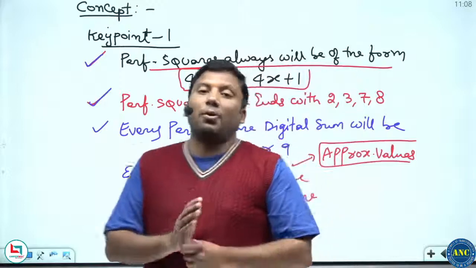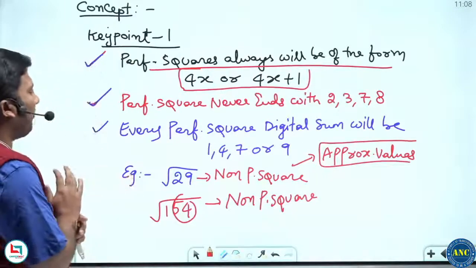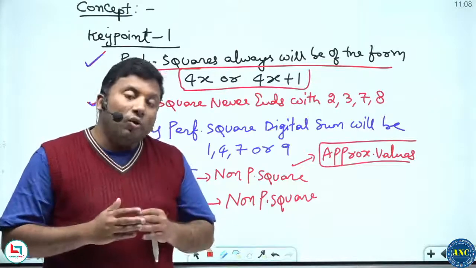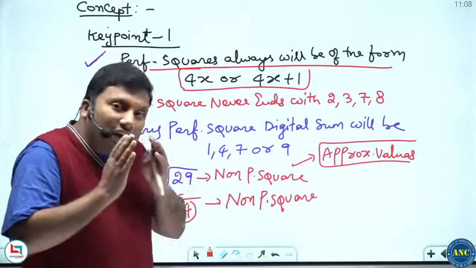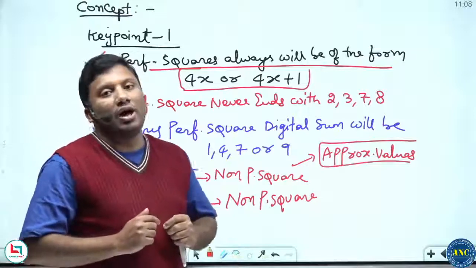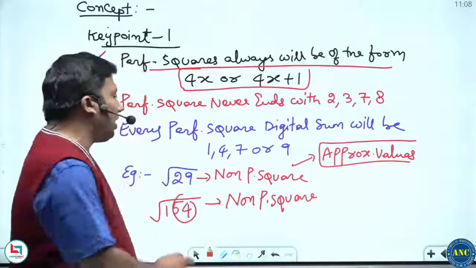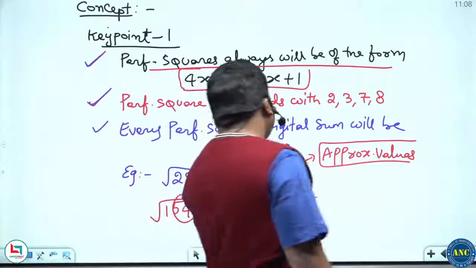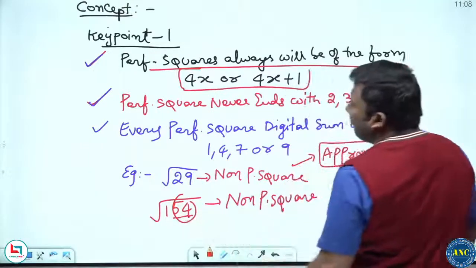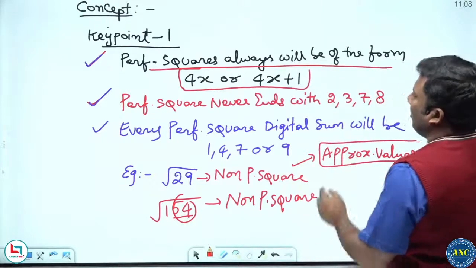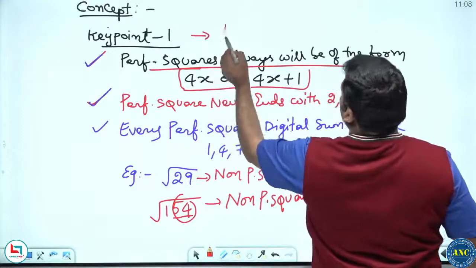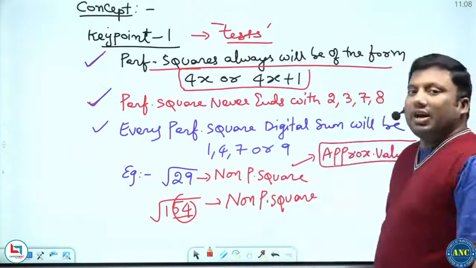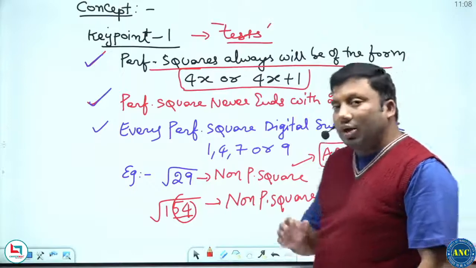How to find the approximate value of a non-perfect square? Square root of 29. 2 plus 9 is 11, 1 plus 1 is 2. If the number is a perfect square, it should have digital sum 1, 4, 7 or 9. This digital sum is 2. This digital sum is 1, but it is not of the form 4k or 4k plus 1. These are the three tests that we need to conduct to check whether a number is a perfect square or not. I hope it is clear.